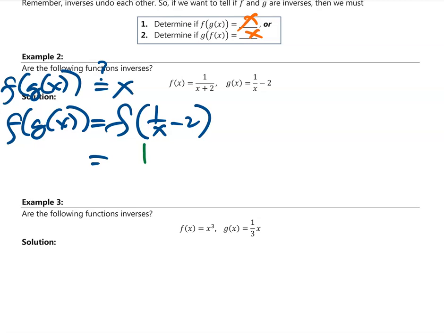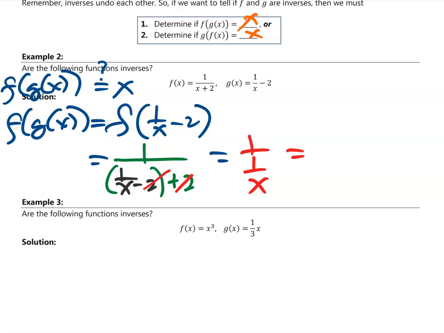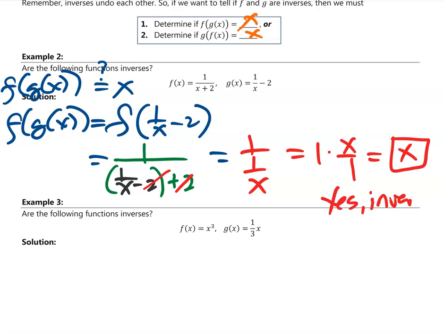So your f of x is 1 over x plus 2. So you're going to change your x here with your g of x. So this is 1 over x minus 2 plus 2. Let's simplify this: negative 2 plus 2, so this is 1 over x. Get the reciprocal of this, so that is equal to x. And you got x, so yes, they are inverses.